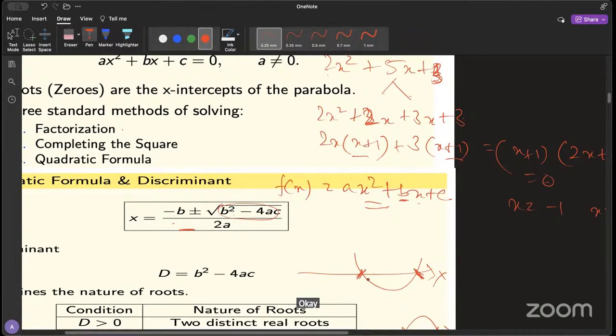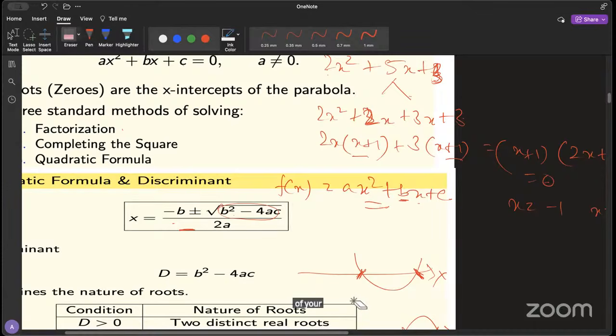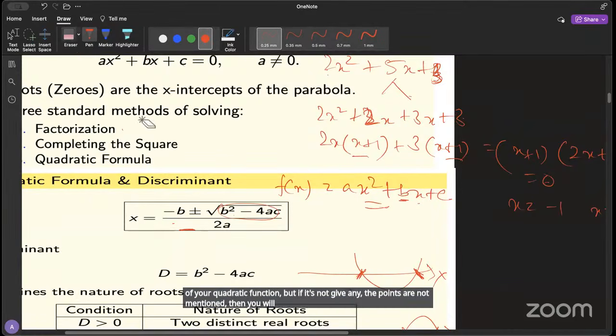Okay, if it's mentioned, then well and good. If the points are mentioned to you, then obviously you will know that these two are roots. The x coordinate of this and the x coordinate of this are the roots of your quadratic function. But if the points are not mentioned, then you will have to find them, right? Okay, ma'am. Okay.